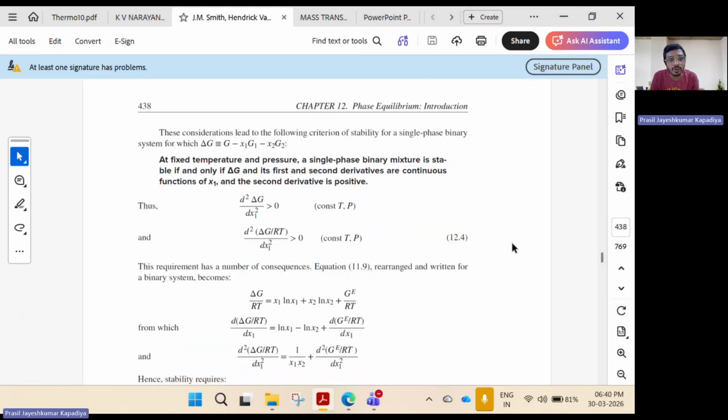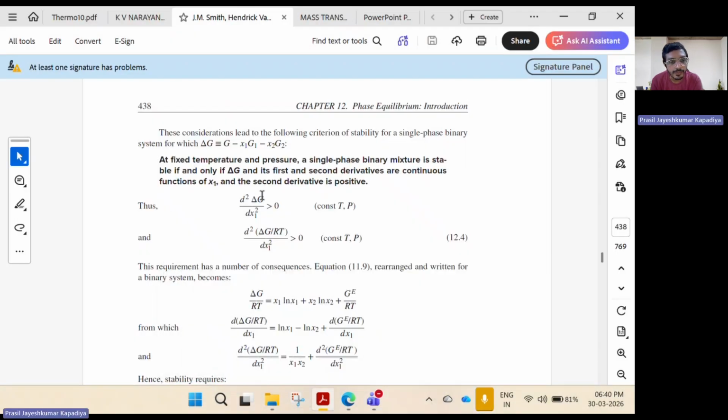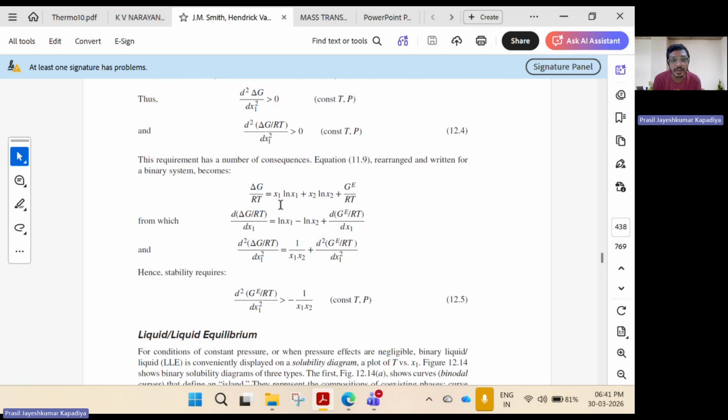So we know that d square of delta G by dx1 square should be greater than 0 for a minimum. At fixed temperature and pressure, a single phase binary mixture is stable if delta G and its first and second derivatives are continuous functions of x1 and the second derivative is positive. So d square delta G by dx1 square should be greater than 0, and since d square by dx1 square of delta G by RT is always positive, that should also be greater than 0. This requirement has a number of consequences.